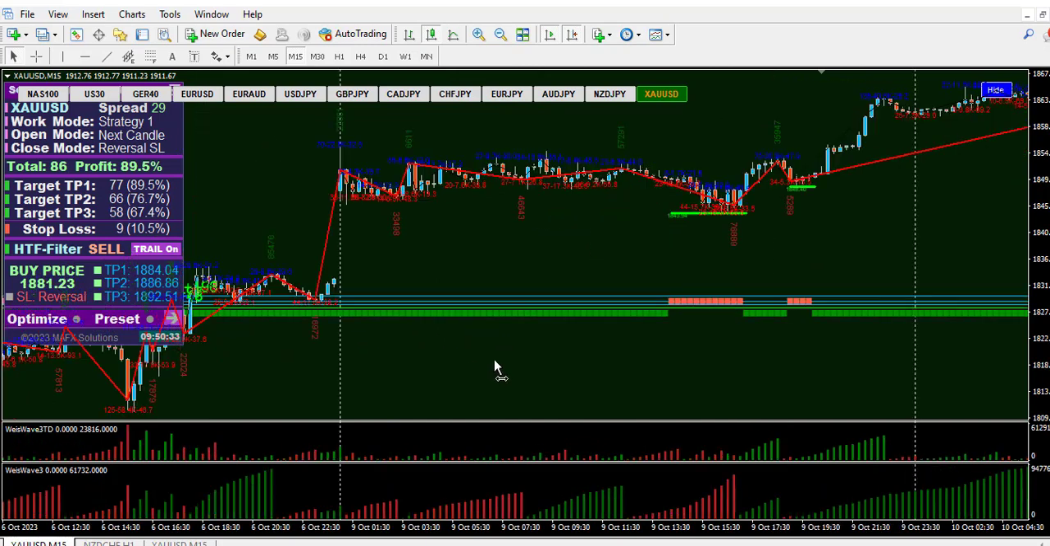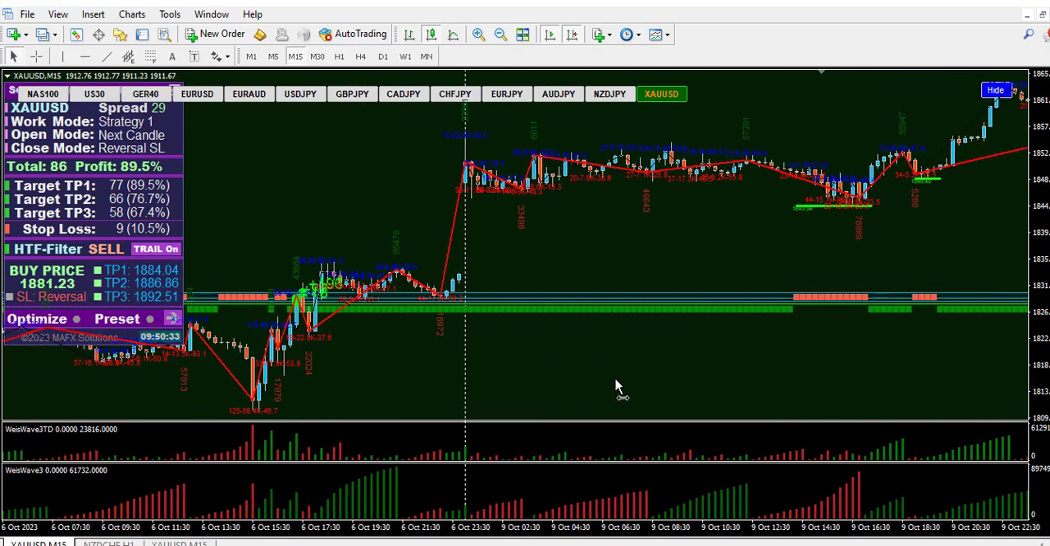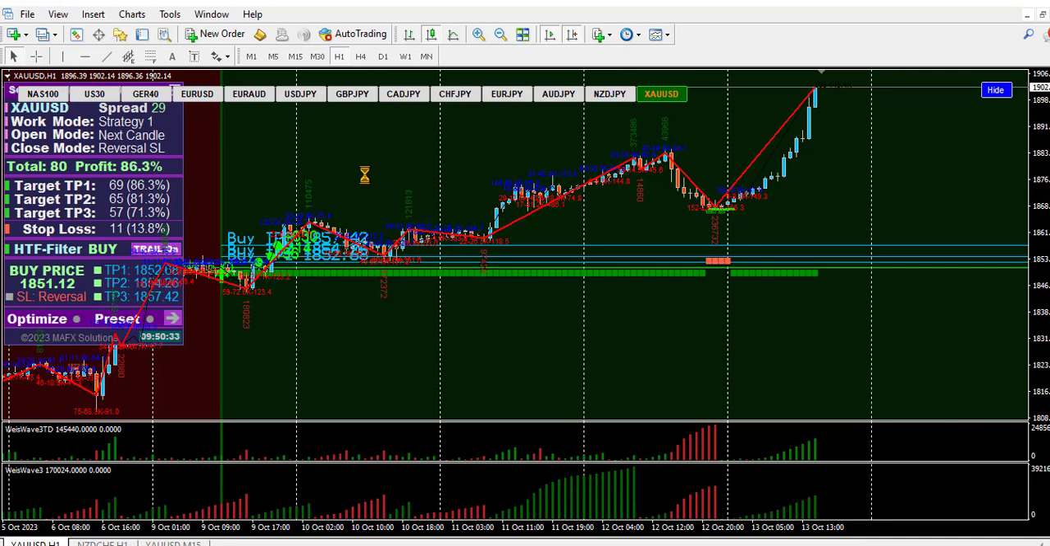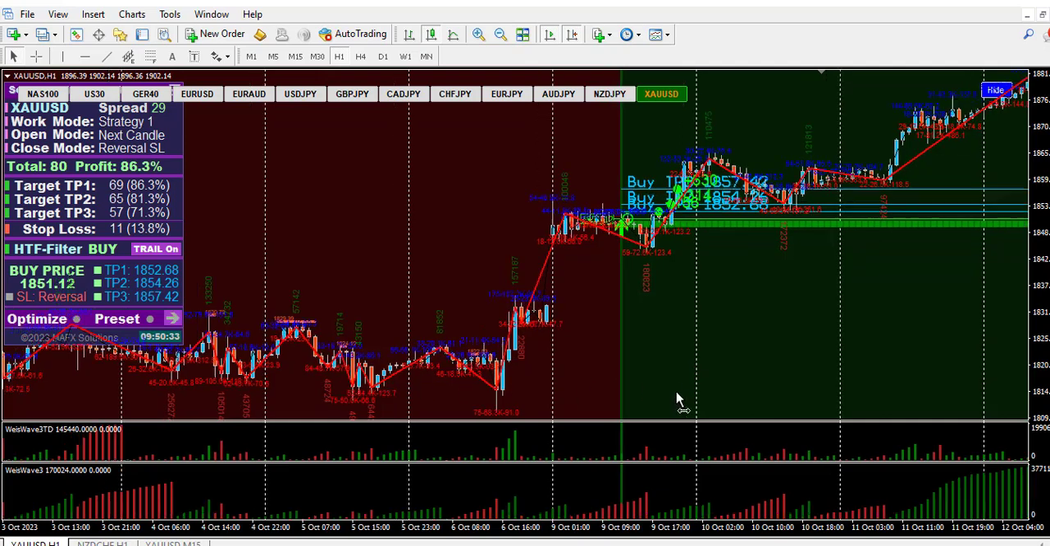Here is another buy signal. You have a buy signal here, and it delivers also. You can use it on any time frame you want anyway, but this is on 15-minute time frame, and here is 1 hour time frame, so you can use it on any time frame you want.